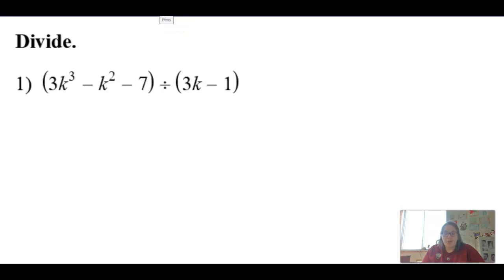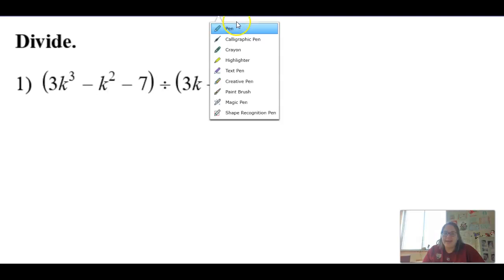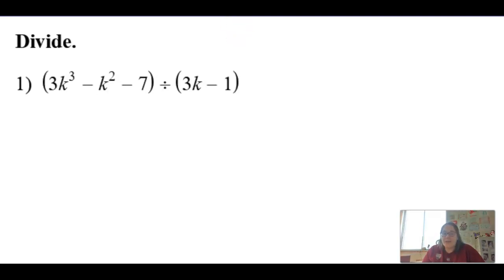Hey guys, I'm going to show you a polynomial long division hack, all right? A little shortcut kind of way where when normally we would be doing polynomial long division because of the way our divisor looks, we can actually use synthetic division if we're careful and follow a couple of extra steps, all right? So take a look at this problem. We have 3k cubed minus k squared minus 7 divided by 3k minus 1.